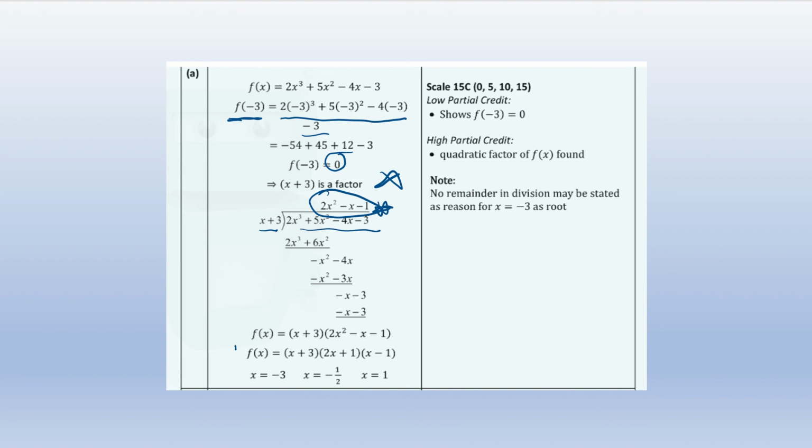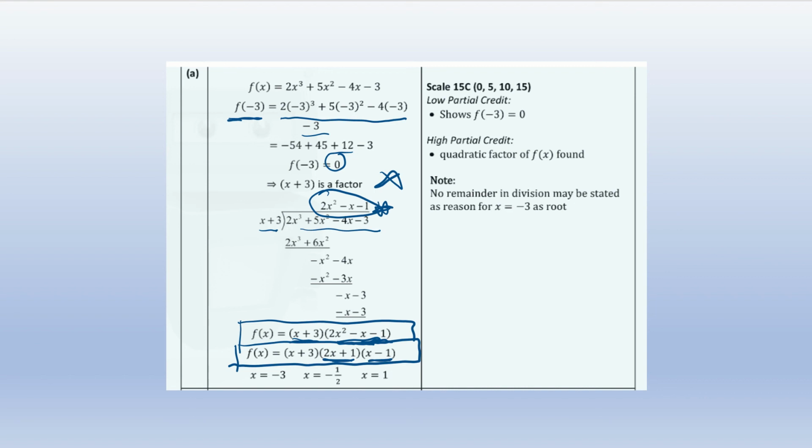So as you can see just down here, and I suppose the line up above it as well is important, x plus 3 times 2x squared minus x minus 1, they're your factors. Then when you break the 2x squared minus x minus 1 down into its components, you get this and this.